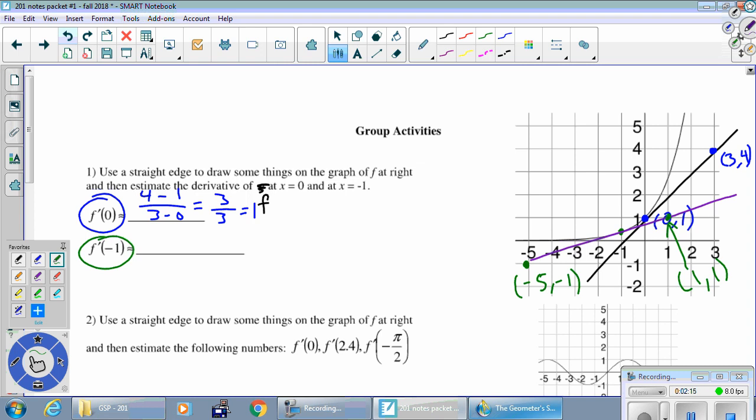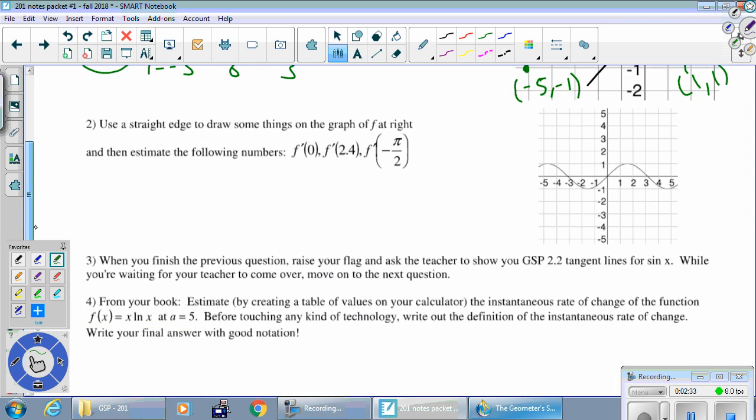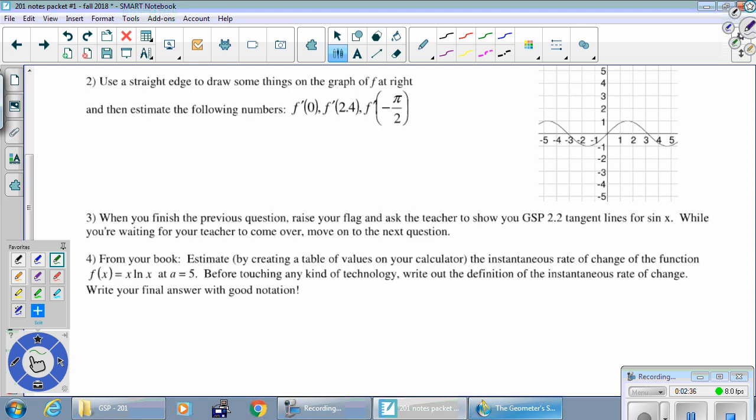Okay, and so in this case, again, change in y over change in x. So 1 minus -1 over 1 minus -5. So 2 over 6, or 1/3 for the slope of that line. Makes sense. It's uphill, so it's going to be a positive slope, but it's not too steep. So 1/3 is reasonable. Number 2, same deal, f prime of 0.